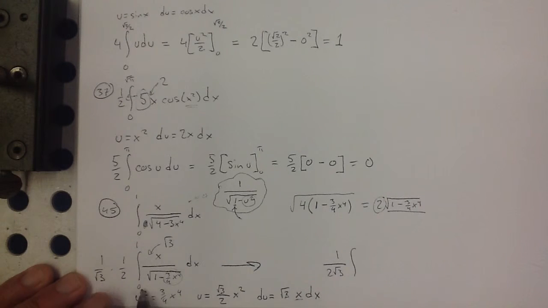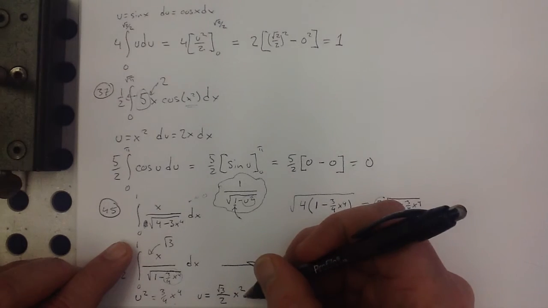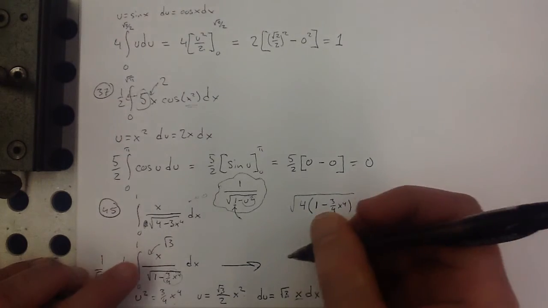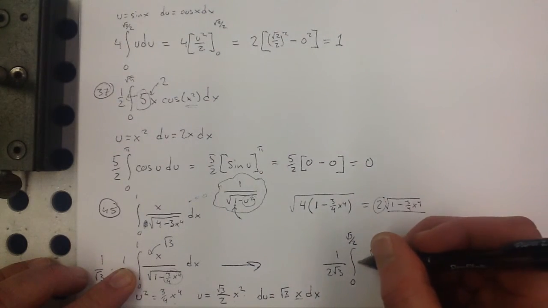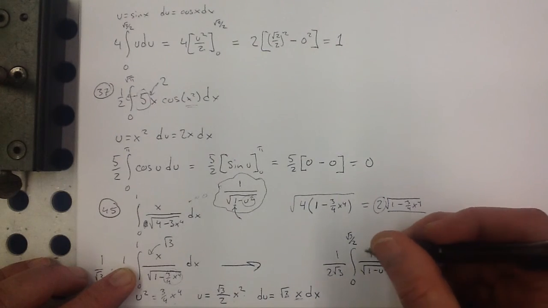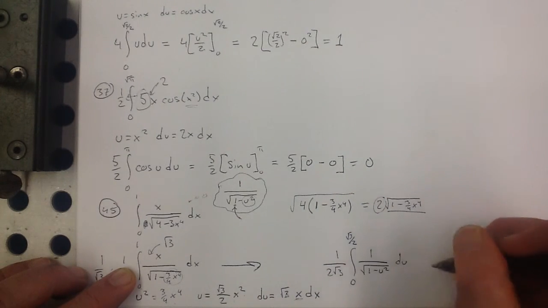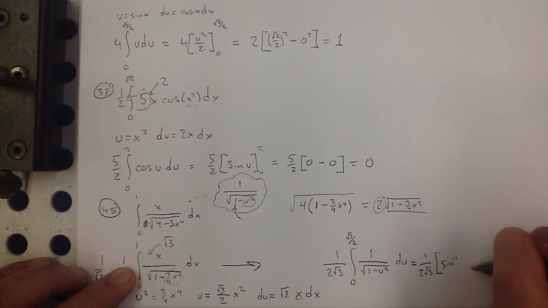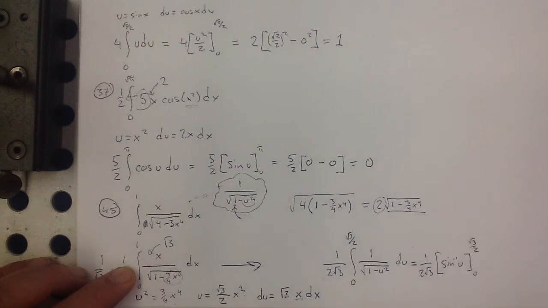My new u numbers: when I plug 0 into this, I get 0. When I plug 1 into this, I get the square root of 3 over 2. And then on the inside, I have successfully substituted, so it did in fact turn into 1 over the square root of 1 minus u squared. And I know that the antiderivative of that is sine inverse u, now from 0 to the square root of 3 over 2.